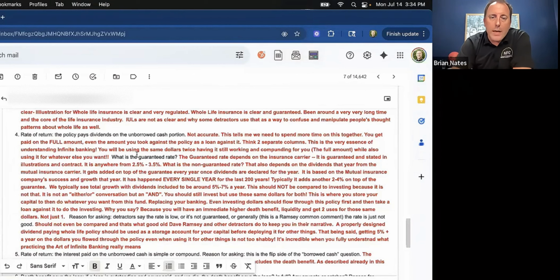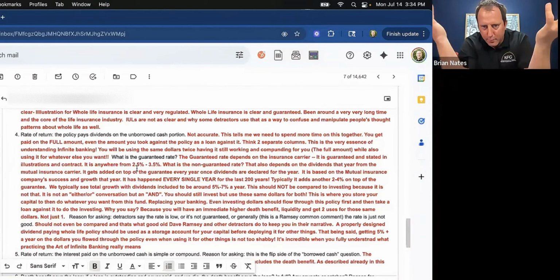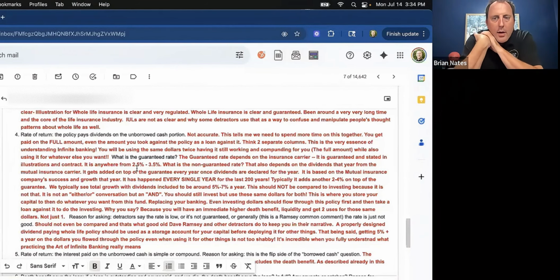So, what is the guaranteed rate? The guaranteed rate does depend on the insurance company, but it's guaranteed and stated in the illustrations, in the contracts, depending on which carrier you go with. I put this here. It's somewhere between 2.5 and 3.5, some are three, some are 3.25, right? Typically, if their guarantee is lower, just knowing the industry, their dividends are typically a little higher. Again, it's not about the product, it's about the process. We will use the best product we can for what you're trying to accomplish. I run them with multiple companies and we analyze it, right? But it's typically that.